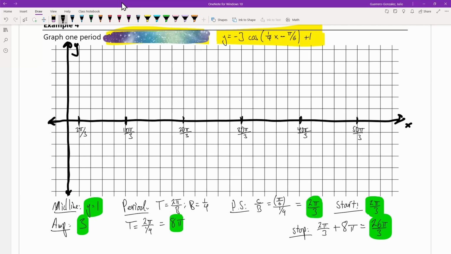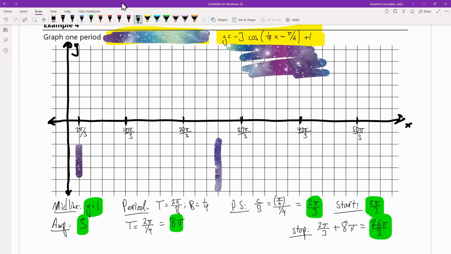Our graph needs to start here, right? It has to start at 2 pi over 3 and end at 26 pi over 3. 20, 22, 24, 26. It has to end here. We now know our borders for our graph, our cosine graph.